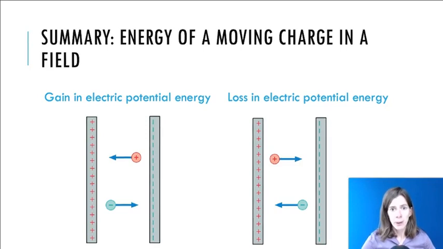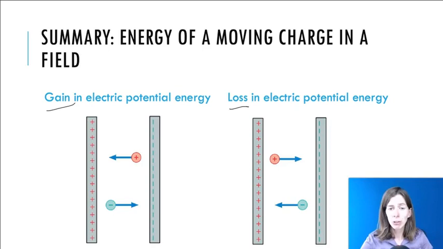So I drew a couple different configurations here. If we have the positive charge plate on the left and the negatively charged plate on the right, then if the positive charge moves to the left or the negative charge moves to the right, they experience a gain in electric potential energy. And if the positive charge moves to the right and the negative charge to the left, then they experience a loss in electric potential energy. So let's do a couple examples to see how this equation can help us figure this out.